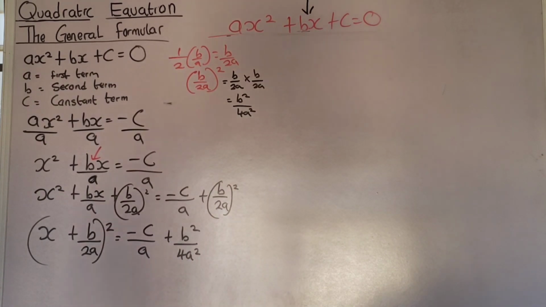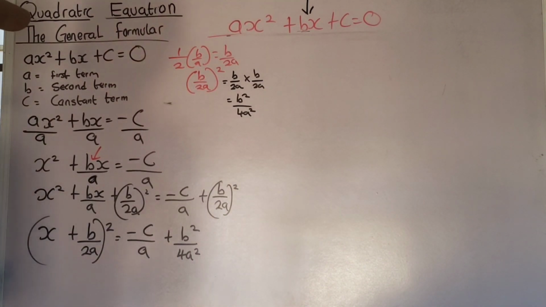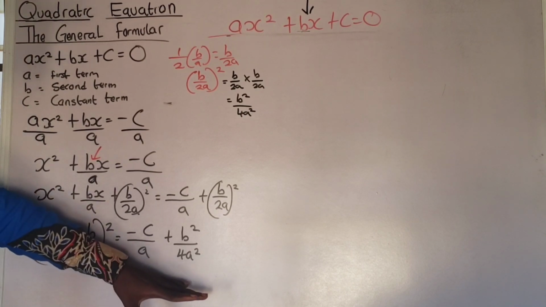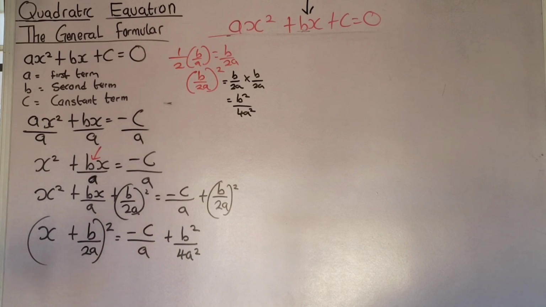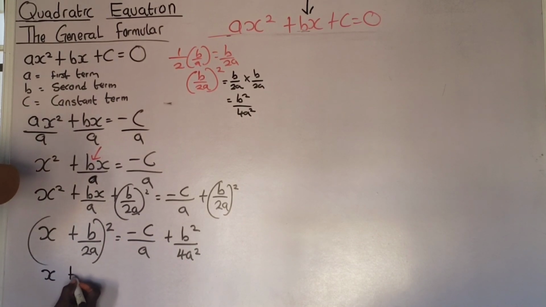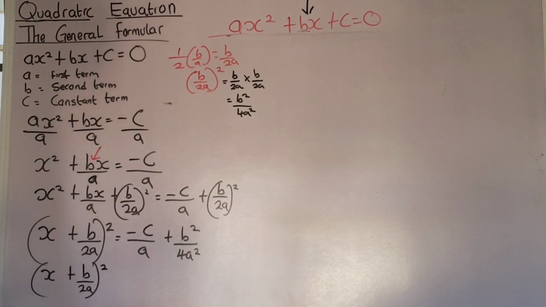Now we have gotten to this point. What do we do next? Please listen. The left hand side of the equation can still be simplified. So I'm going to have (x plus b over 2a) all squared. Don't forget the square.